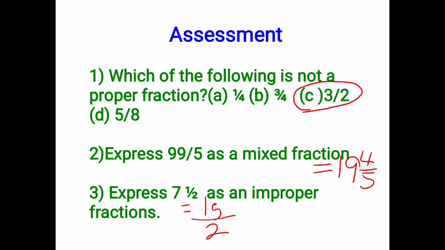And the third question says express 7 whole number 1/2 as an improper fraction. So you multiply your whole number by the denominator, that is 7 multiplied by 2, which gives us 14. Then you add the numerator, that's 14 plus 1, which gives us 15. That is 15/2. I hope you got that right. Right? Very good. This is the end of today's edition. I hope you're able to get the concept right.